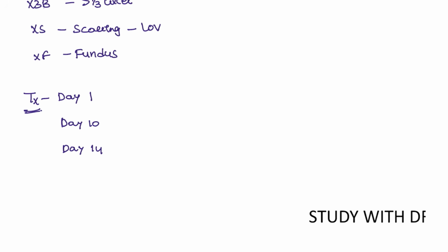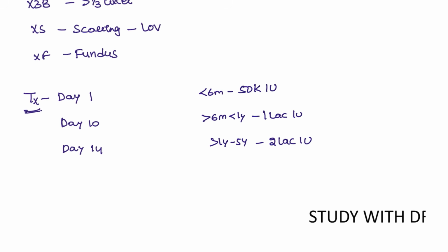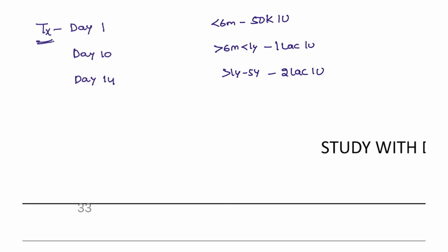How much is the dosage? Depends on the patient's age. Less than 6 months, it is going to be 50k international units. More than 6 months but less than 1 year, then 1 lakh international units. More than 1 year to 5 years, we are going to give 2 lakh international units. This is how we are going to give for this patient.